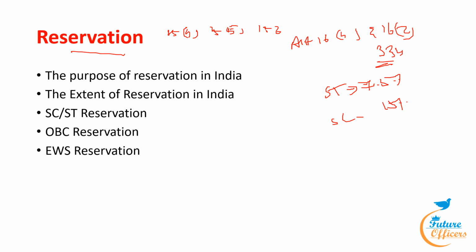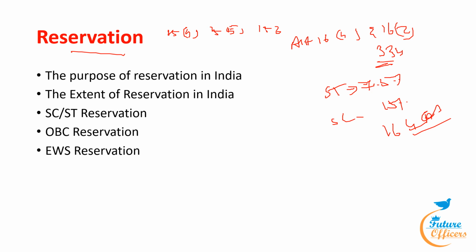So reservations are granted for the SC/ST category with regard to both direct recruitment and promotions under Article 16 clause 4 and subclause A. So this implies the children of SC/ST parents will receive SC/ST reservation regardless of their parents' income level and government positions. Now reservation for OBC.